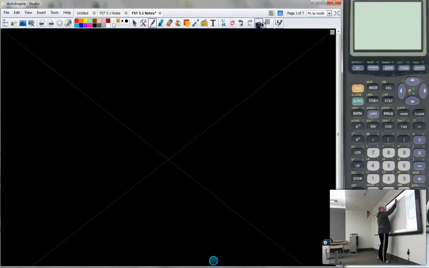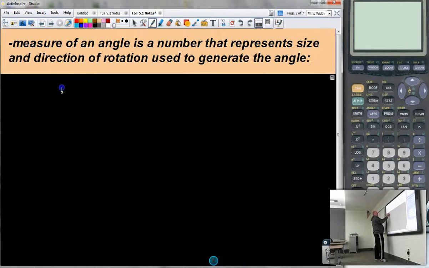Then, moving on, measure of an angle is a number that represents size and direction of rotation used to generate the angle. Biggest thing that I would say on this is that not only do you have to identify the measurement, but you also need to give direction. And the direction of the angle is going to be implied either by a positive or a negative. And we'll talk about which is which here in a few seconds.